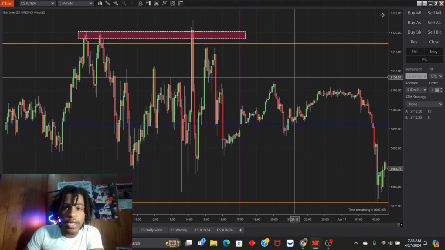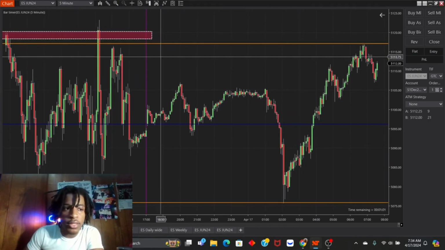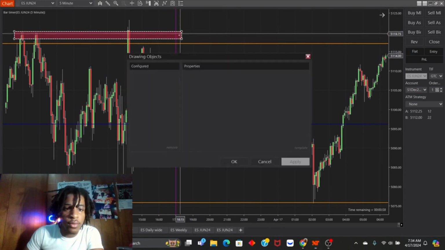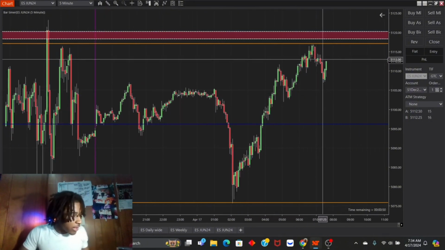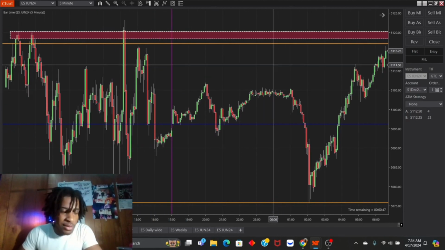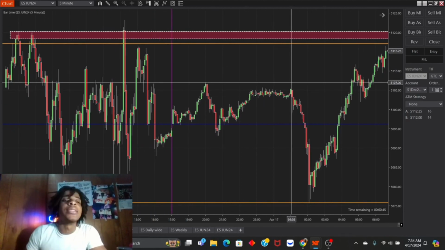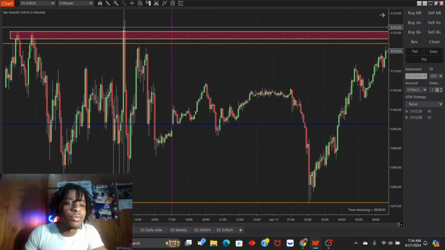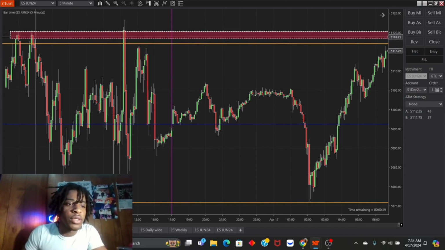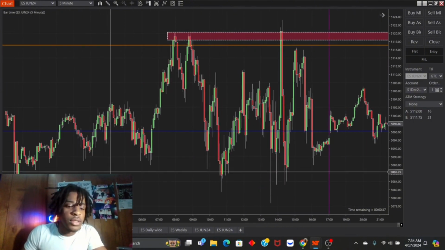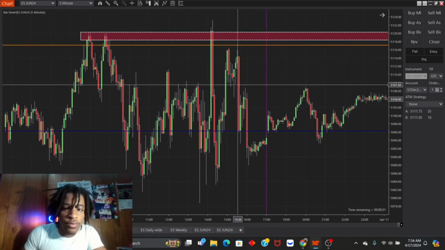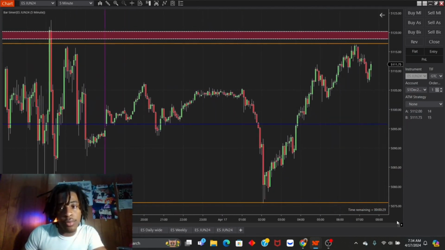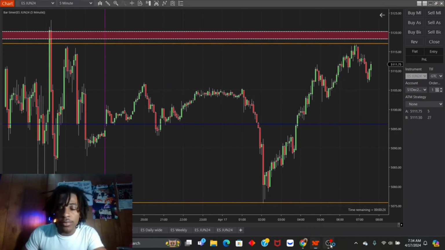But we'll still mark it up for now, just to see how it reacts off of it. I don't think I'd take it. I wouldn't take it just because it had resisted from this same zone 3 times. It might be weak resistance. But at the same time, you never know. Sometimes it still be climbing, pushing them boys down.